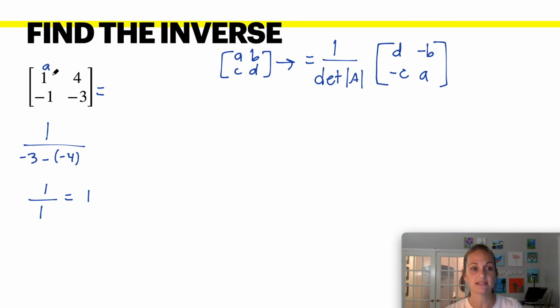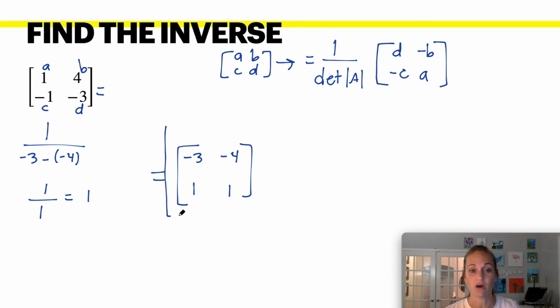So if this is A and this is B, this is C, this is D, then your new matrix is going to be negative 3, 1, and B is going to go from 4 to negative 4, and C is going to go from negative 1 to a positive 1. So B and C stay in the same places, but they change signs. A and D actually switch places, and then it would be 1 divided by the determinant in the front, but the determinant was 1, so you are done.